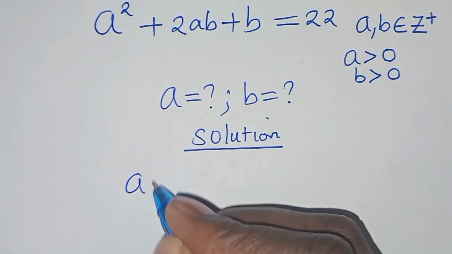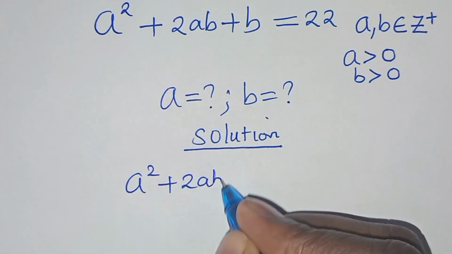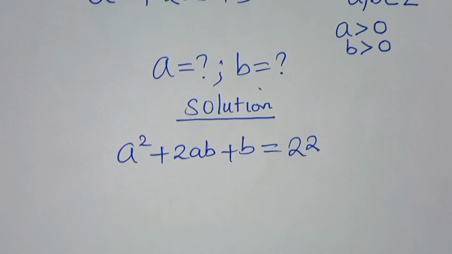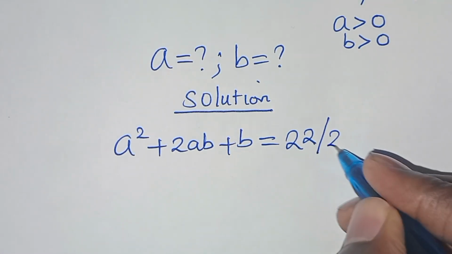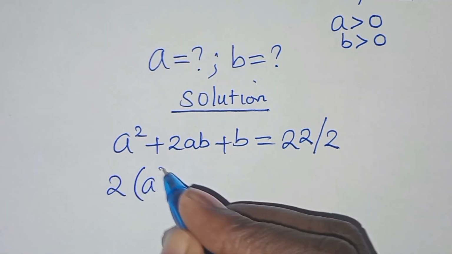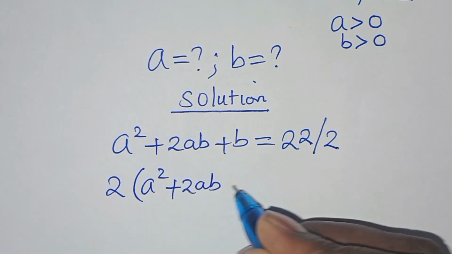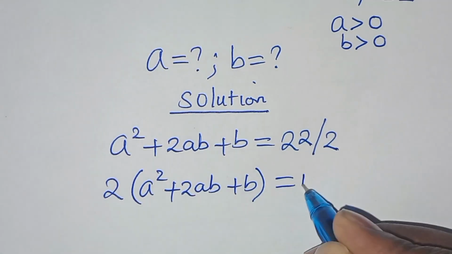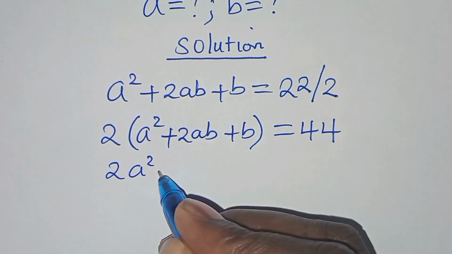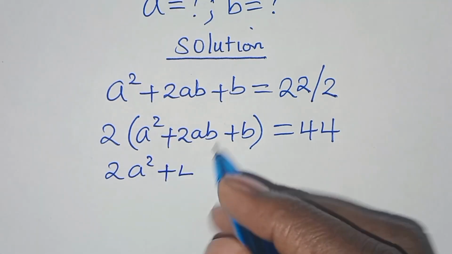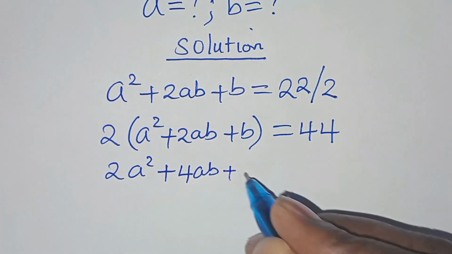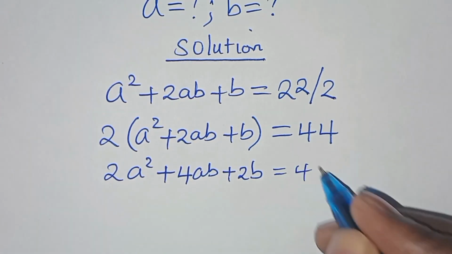We have a squared plus 2ab plus b equal to 22. The first step here is to multiply both sides by 2, so that now we have 2 times (a squared plus 2ab plus b) equal to 44. So here we have 2a squared plus 4ab, then plus 2b, equal to 44.